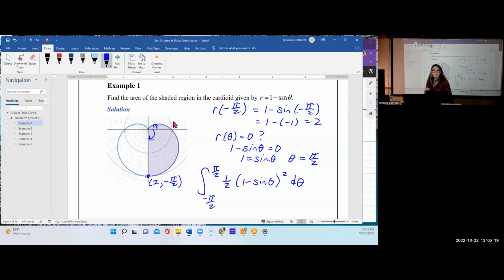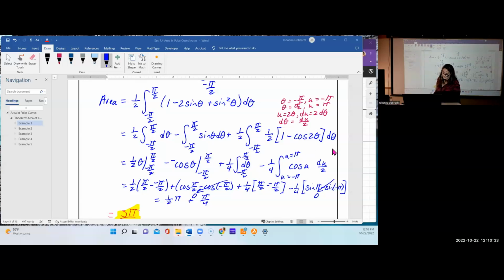Now go ahead and pause the video, compute the integral, then turn the video back on, and we'll compare our answers for the area. So let's see if your answer compares with mine. I ended up with 3 pi over 4. So when I multiplied out 1 minus sine theta quantity squared, I got a trinomial: 1 minus 2 sine theta plus sine squared of theta, with the 1/2 still on the front.